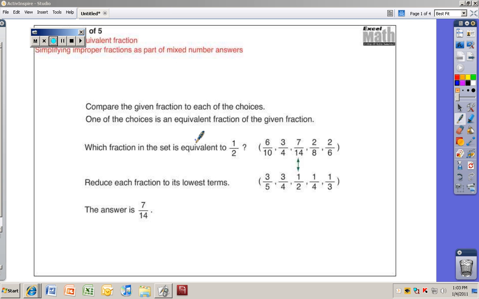All right, here we go with 6th grade Excel, lesson 78. Today we're going to be learning about selecting an equivalent fraction and simplifying improper fractions as part of mixed number answers.